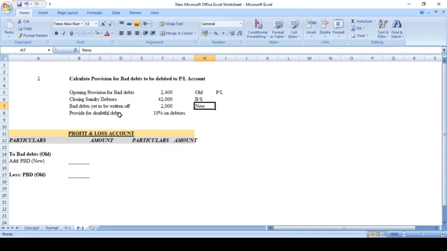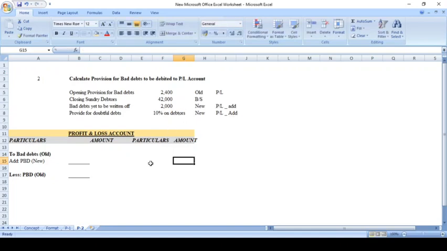And provision for doubtful debts to be created 10% on debtors. I already had an old one, so this provision would be my new one. So both new provision for bad debts and provision for doubtful debts would appear in my P&L and balance sheet. In this problem, they didn't ask how it would be treated in the balance sheet. They're just asking what you do in the P&L. So in the P&L, I will add this bad debt, and I will add this new provision for bad debts.